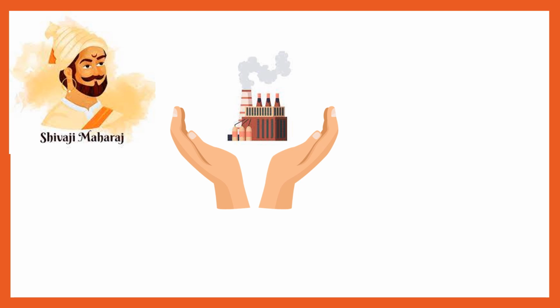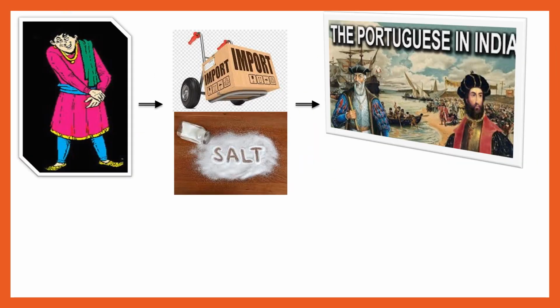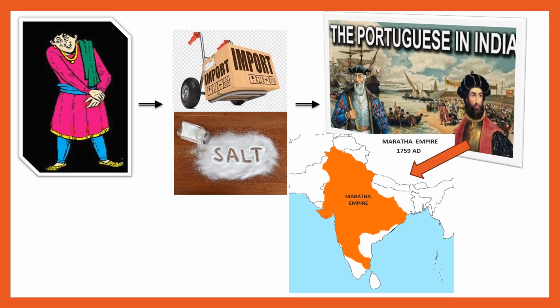Shivaji Maharaj also protected the industries of his time. There is also an example related to it where he protected the salt industry in the Konkan. Now, what had happened was that some traders used to import salt from the nearby Portuguese territories and would sell them in the Swaraj of Shivaji. So, this had adversely affected the local trade of salt in the Konkan areas.